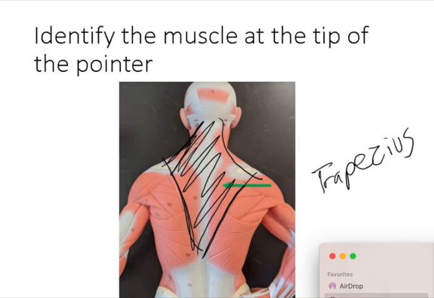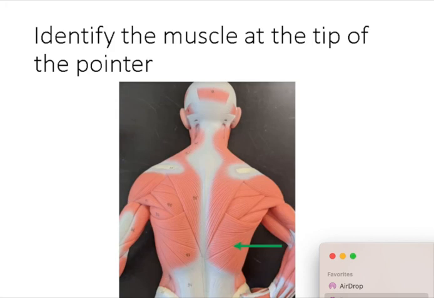Okay, so this is when people work out their traps. They're working out like the bulge on the back of the shoulders. Okay, so those are the traps that they're working out. Okay, so this is the other superficial muscle of the back. So if you saw this question, identify the muscle at the tip of the pointer, that's pointing to this muscle.